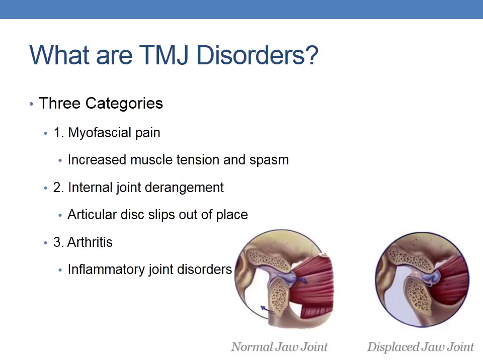So what causes TMJ pain? Well, there are three distinct causes. The first cause of TMJ pain is from myofascial pain, which results from increased muscle tension and spasm in the muscles around the jaw joint. It is believed that psychological stress may be an important factor. Stress could lead to nocturnal jaw clenching and teeth grinding, which causes spasms of the chewing muscles.